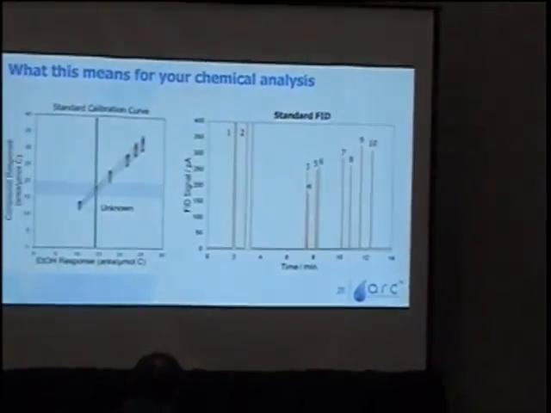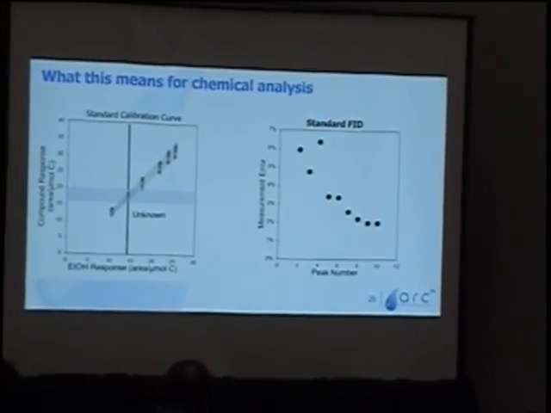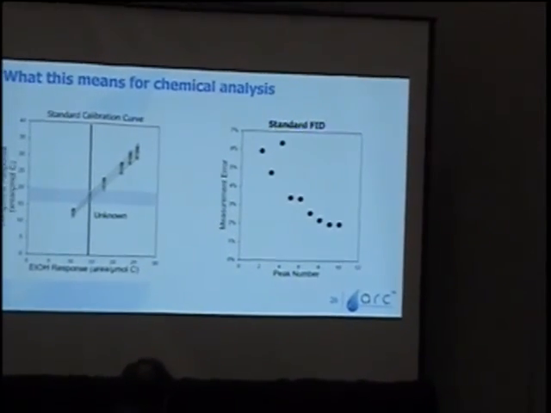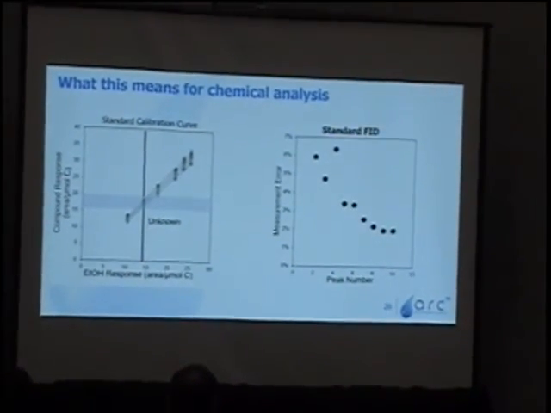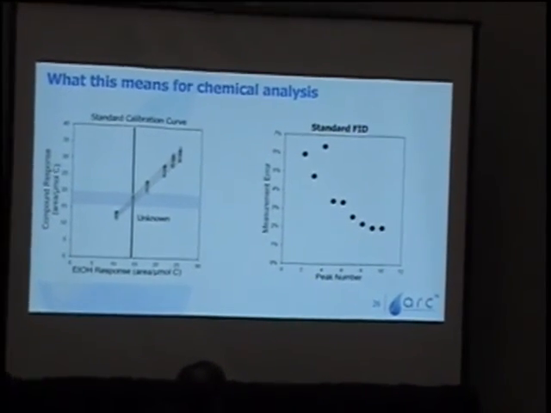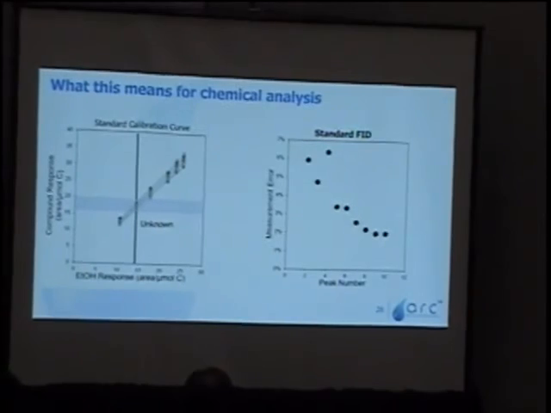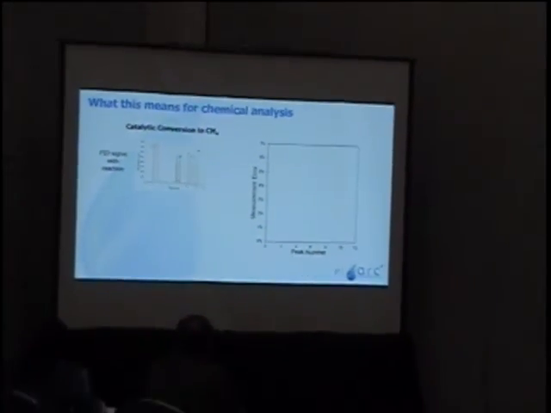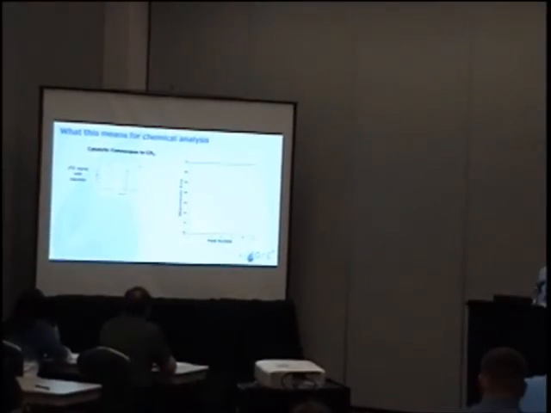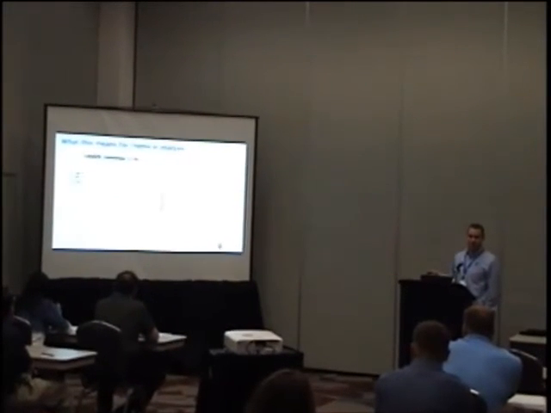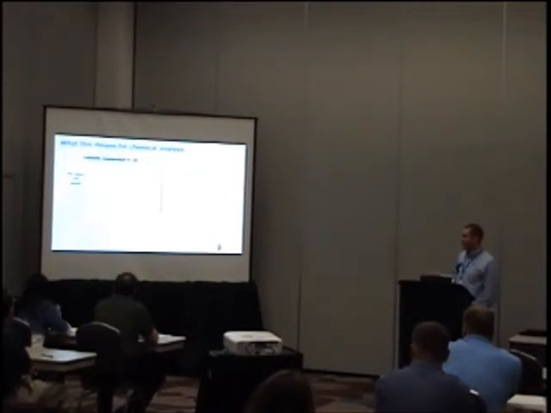So if we look at now the error associated with this, it's between 2 and 6% with these 5-point calibration curves. There's a little bit higher error with the earlier eluting compounds, probably because of some of the volatility issues when you're making the samples. So let's contrast this now with using a reactor that converts everything into methane and not doing any calibration at all. So we're going to take the same unknown sample and we're going to run it in our reactor, converting it all to methane before going to the FID, but of course after the separation.